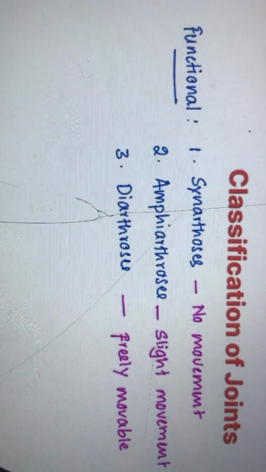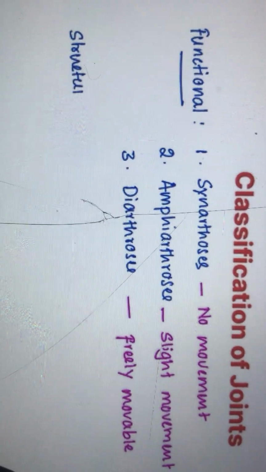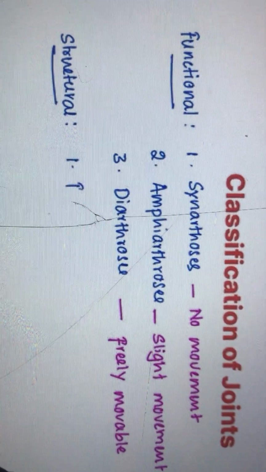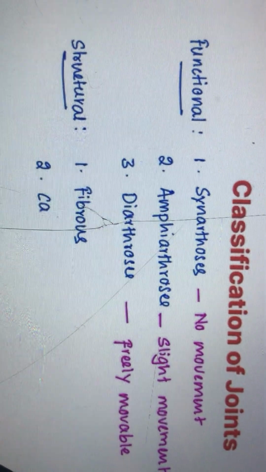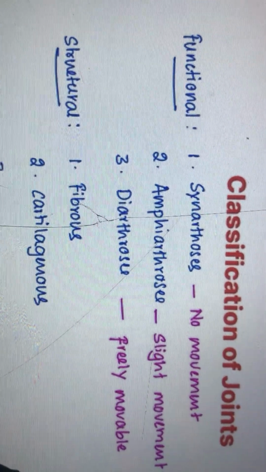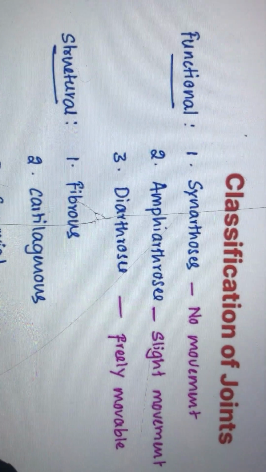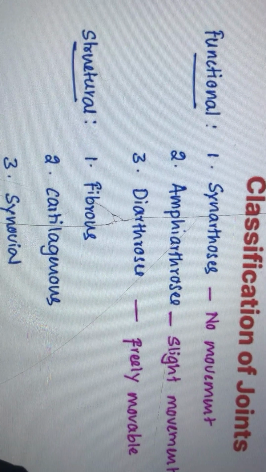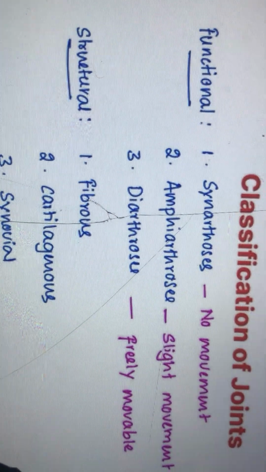What about the structural classification then? So let's write the structural classification. Structurally, the joints can be classified as fibrous joints, cartilaginous joints, and then the third type is synovial joints. How exactly do we group the joints as fibrous, cartilaginous or synovial? It depends on the amount or the type of material that is connecting two bones.